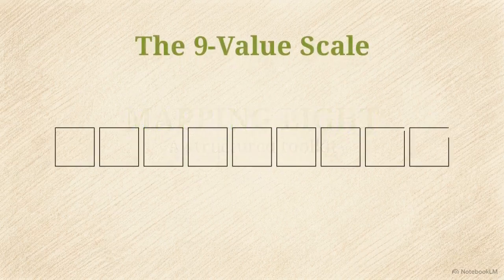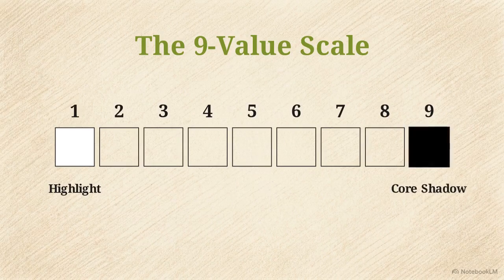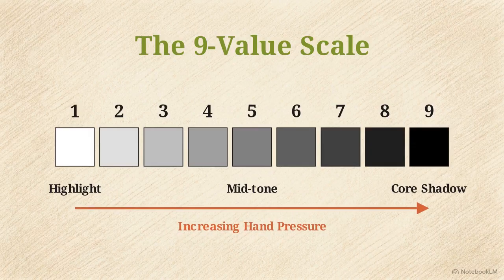This is the 9-value scale. We establish our absolute limits first. Box 1 represents pure, untouched white paper, the brightest light. On the opposite end, box 9 requires you to press firmly with your pencil to create a dense, pitch-black shadow. By incrementally changing hand pressure, we fill the intermediate boxes from 2 through 8. This creates a smooth, perfectly stepped transition of gray values between our brightest light and our darkest shadow.